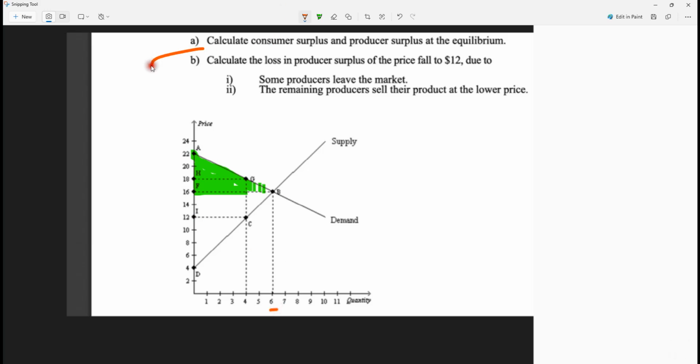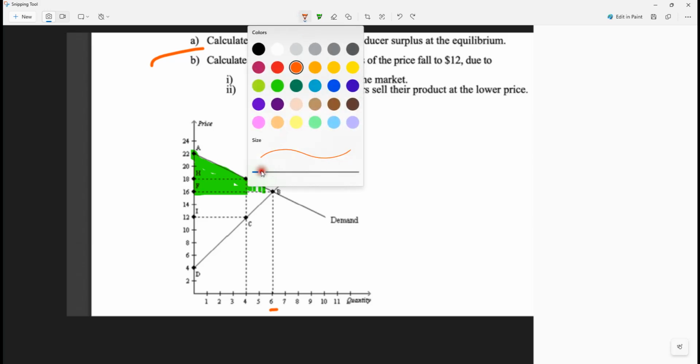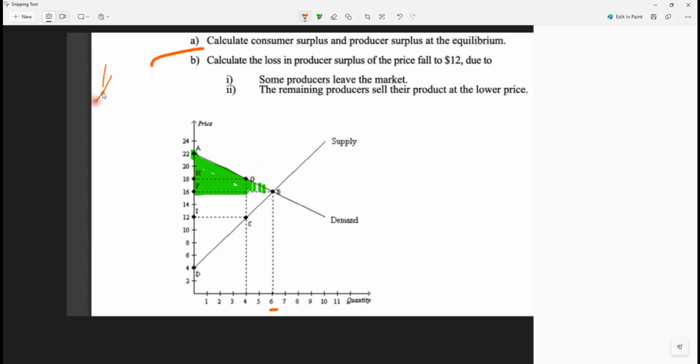So the consumer surplus is going to be 1/2, because it's a triangle. The difference between here and here, that would be $6, and multiply that by 6 units. So that's 36. Half of that would be 18. So 18 is the consumer surplus.